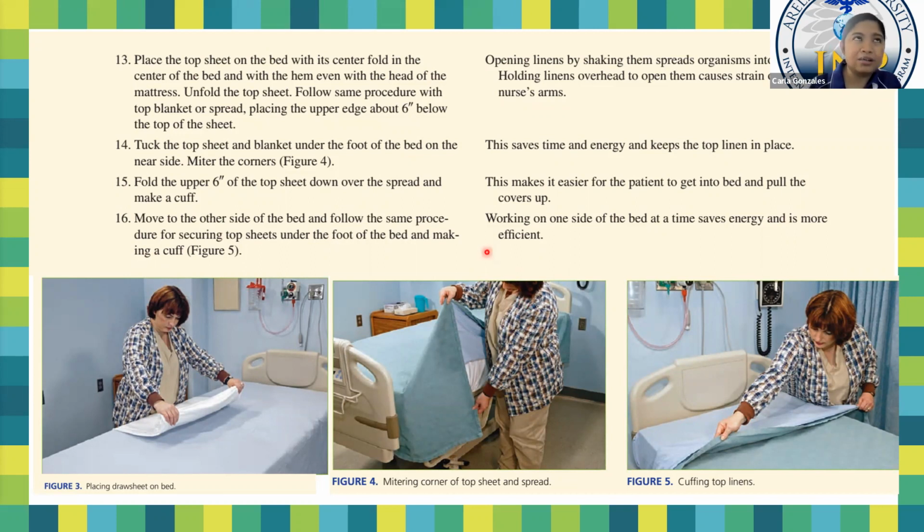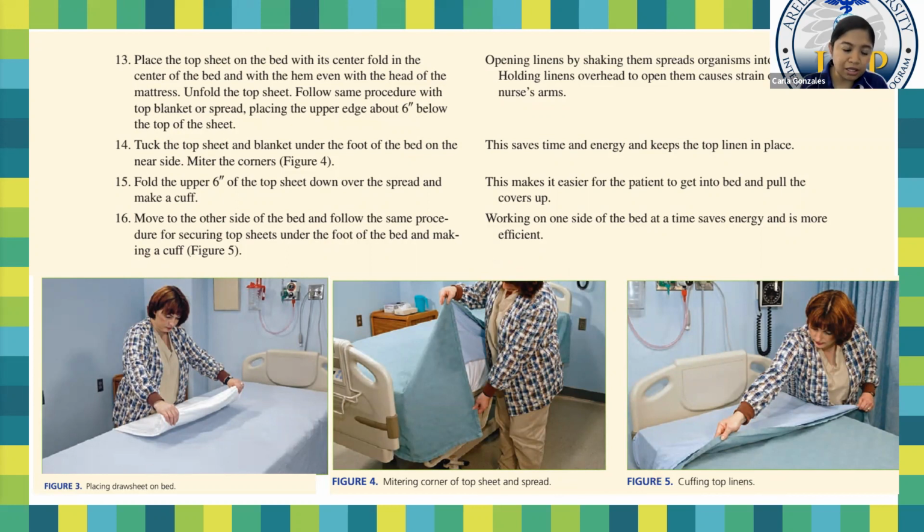Yeah, so when we say mitering, it is usually done on the corners of the sheets to ensure that it is really secured in place. Yeah, so mitering of the corner, putting of the cuffing, cuffing the top linens.